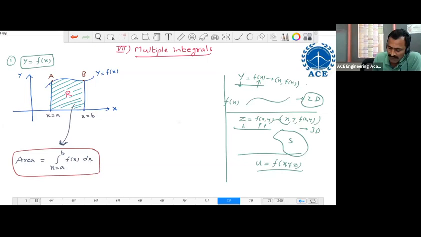It is the integral with respect to x. In this integral dx, we integrate this function with respect to x only. So the variable of integration is x. If it is with respect to x, this function should be a function of x only. It's a condition.